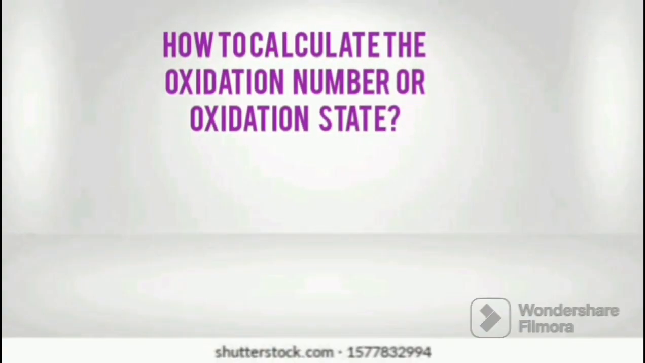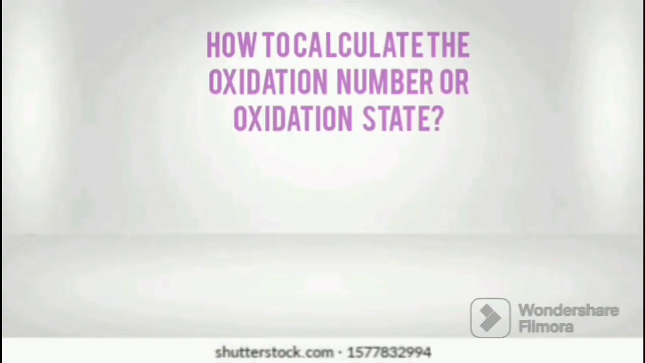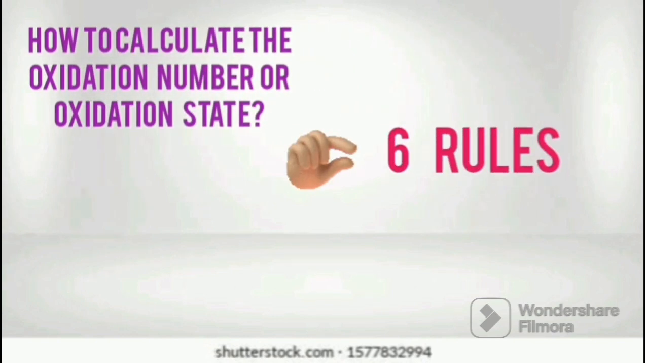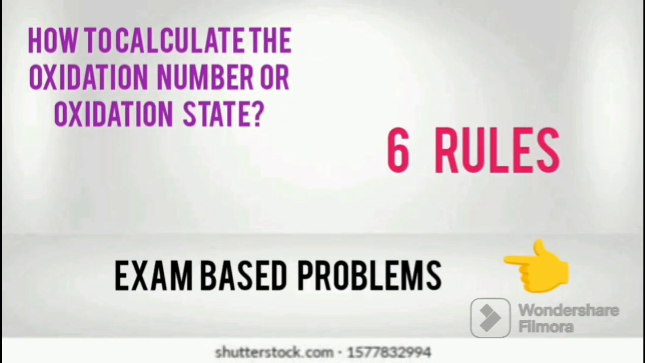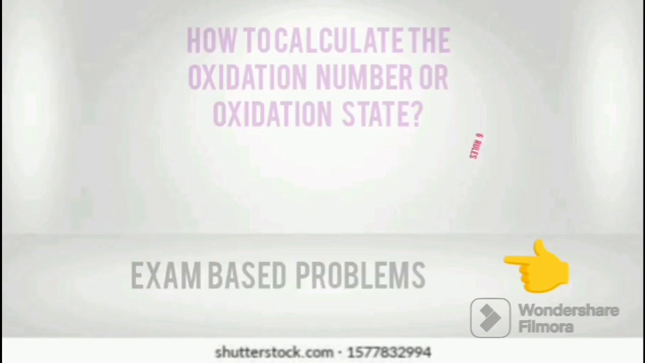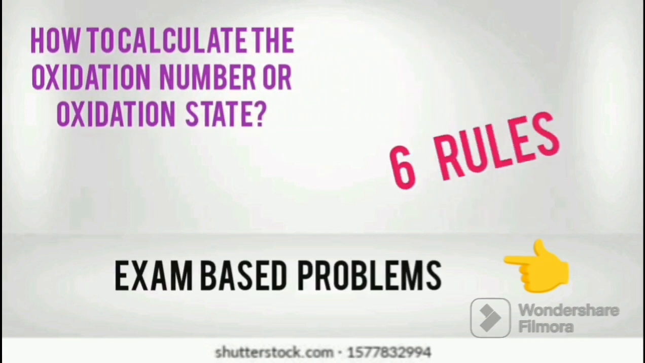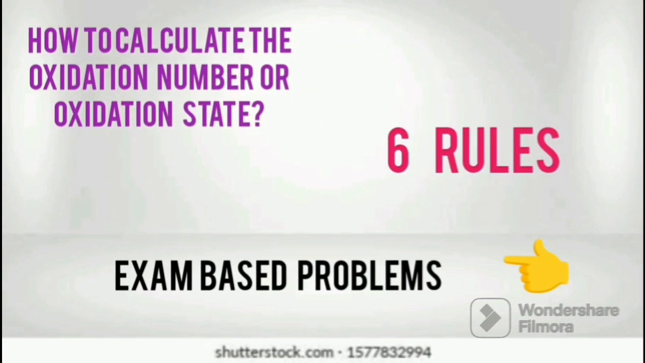Actually, in this session, I would like to teach you the easy tricks to calculate oxidation number or oxidation state very easily by mentioning only 6 rules instead of using the normal and boring 15 to 20 rules which you are learning in your schools and colleges. At the end of this lecture, I would like to teach you to do the exam-based problems to calculate the oxidation number of elements, ions and molecules very easily. Well, let us start the session now.